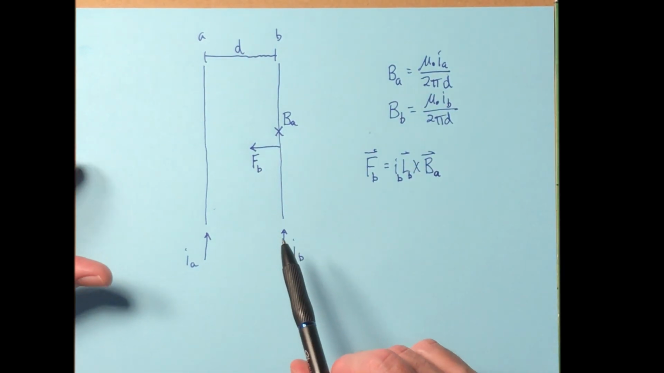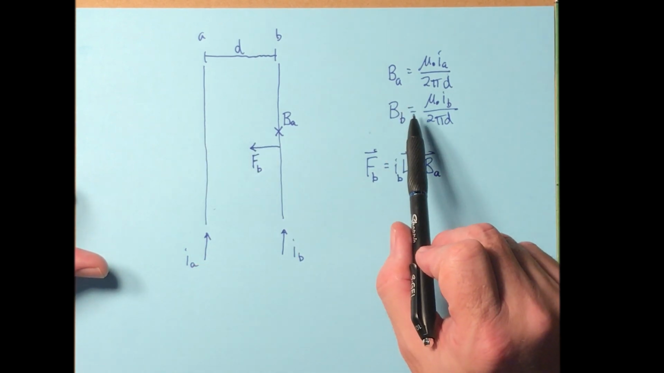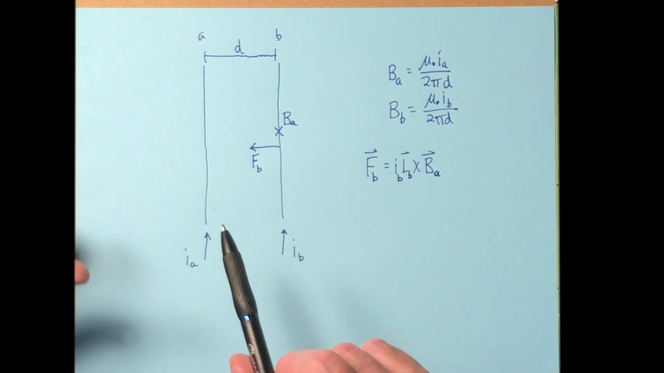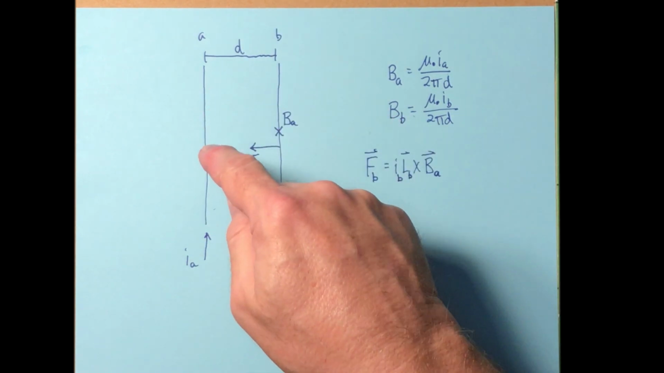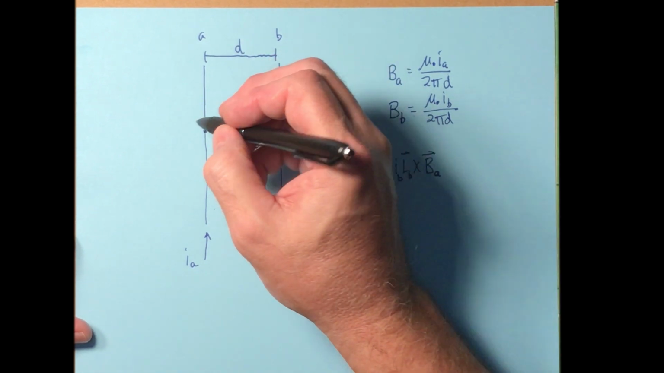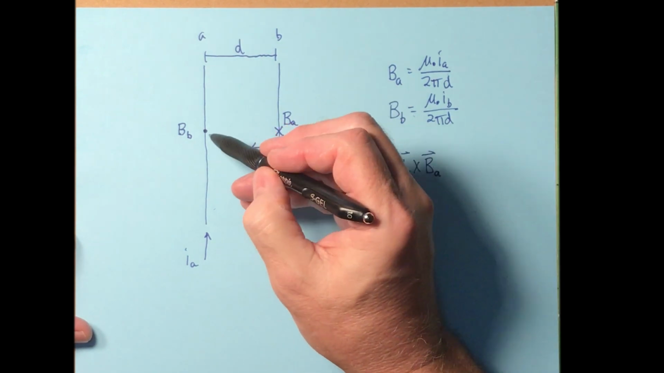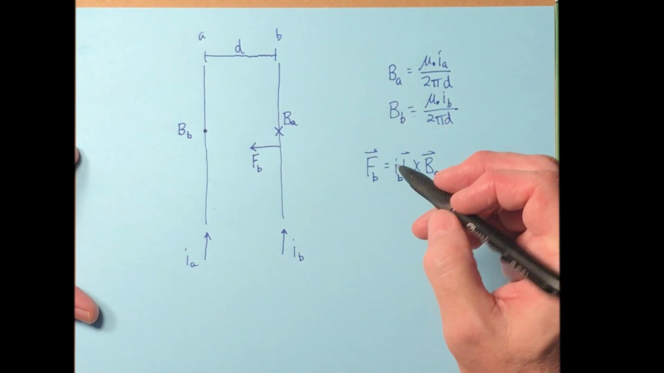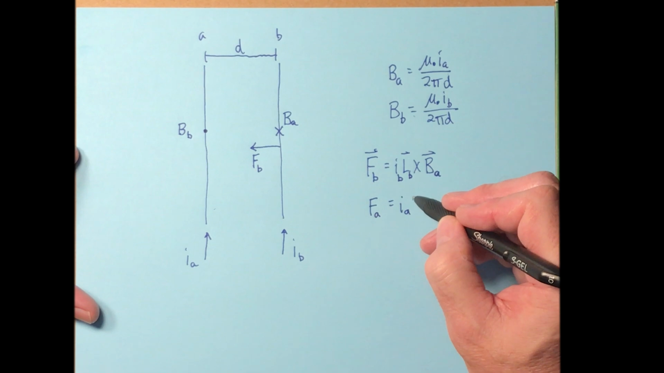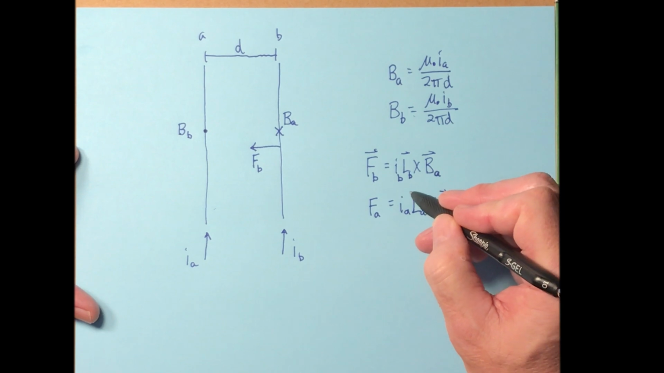Now, think about this. Wire B also creates a magnetic field given by this. Wire B also creates a magnetic field over here on wire A. So grab the wire. What does that mean? Over here at wire A, there's a magnetic field line that comes out of the board, and that is B sub B. At that point then, there's going to be a force on wire A, and it's going to be I sub A times L sub A cross B sub B.